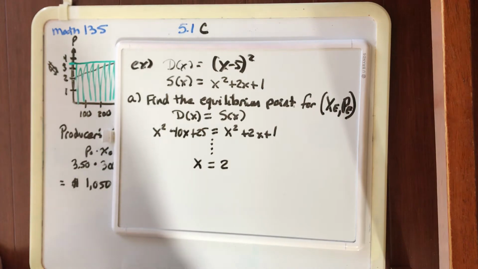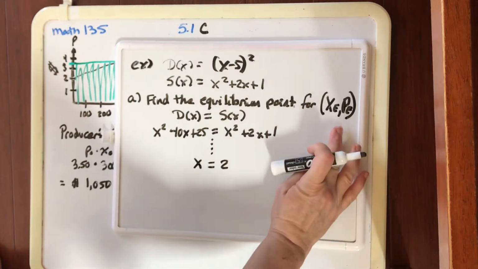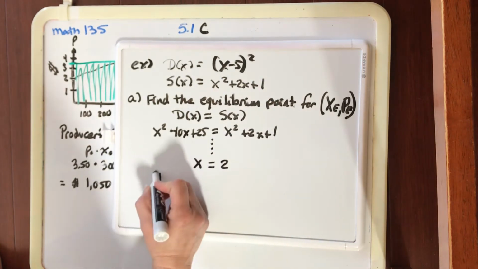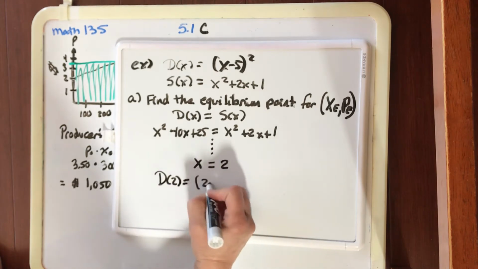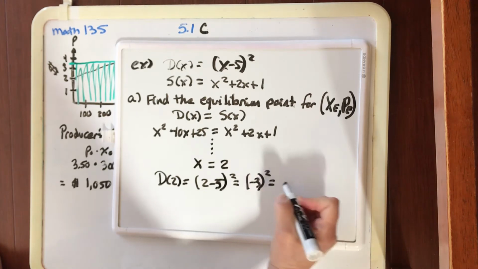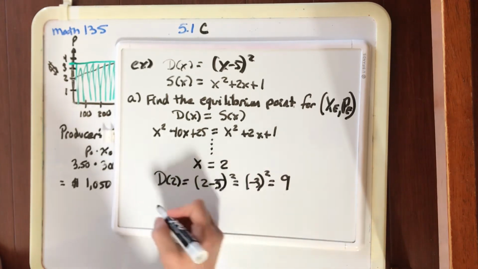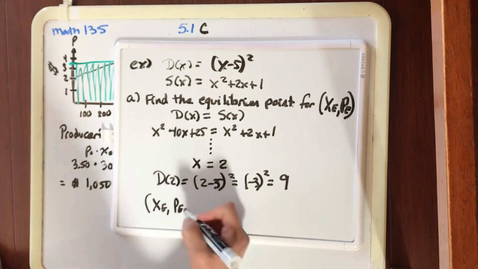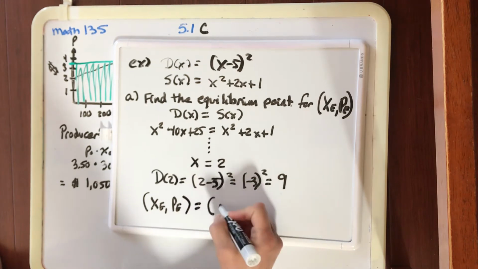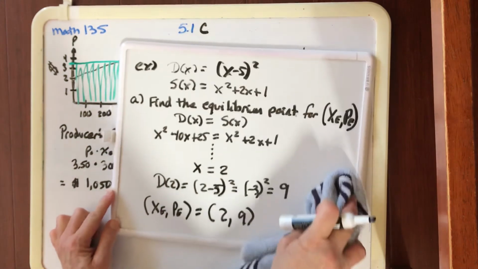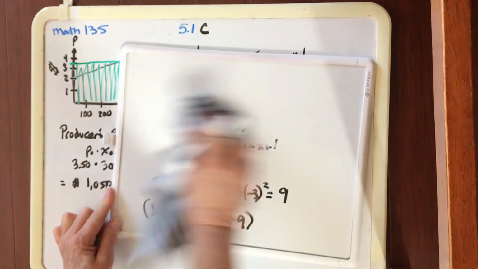Okay, so we found x, we need to find p. So let's go ahead and put x in one of these equations. I'm going to put it into this one. So d of 2 is (2 minus 5) squared, which is negative 3 squared, which equals 9. So what we found was the equilibrium point for the supply and demand curve is going to be (2, 9). All right, let's go to the next question.